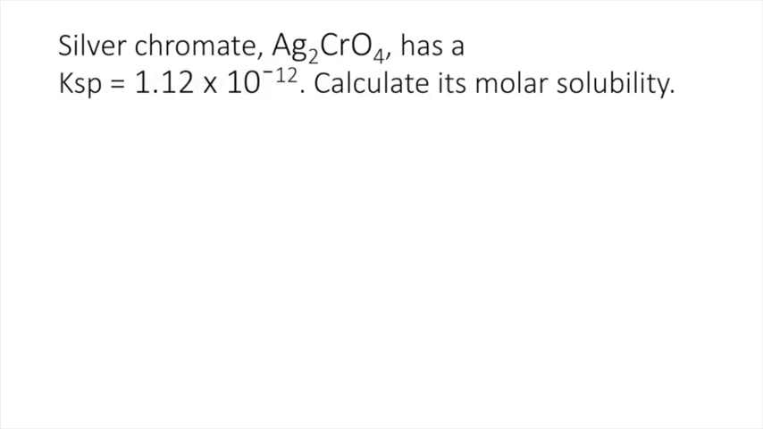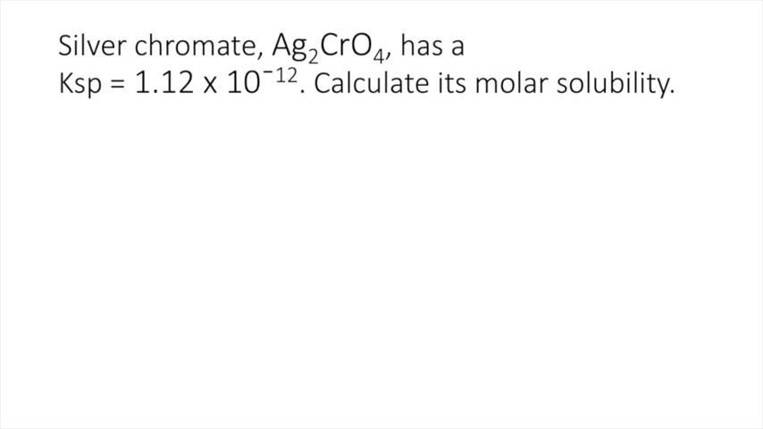The first problem covers compounds that have a 1-to-1 ratio between the ions of the compound they come from. What if this is not the case? Let's look at the next example. We will ask the same question as before, but this time using a different compound, which is silver chromate. Silver chromate, Ag2CrO4, has a Ksp of 1.12 times 10 raised to negative 12. Now calculate its molar solubility.